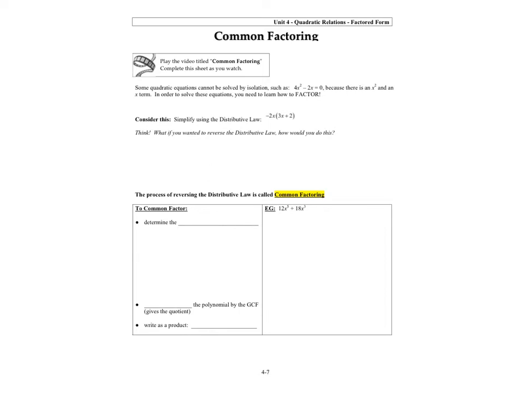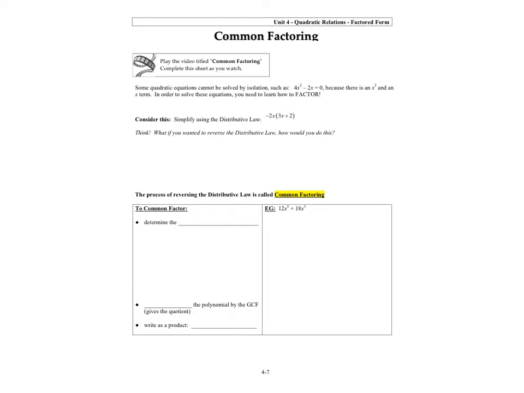So the previous day we learned how to solve quadratic equations by isolating for your variable. Now we were able to do that because there was only one x that we had to isolate for, because it was in the bracket. If you have an expression like the following, 4x squared minus 2x equals 0, we have an x squared term and an x term. We can't actually isolate for it. So we need a different method, and that method is going to be factoring.